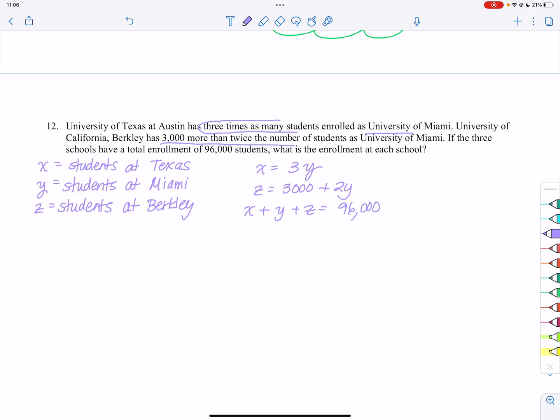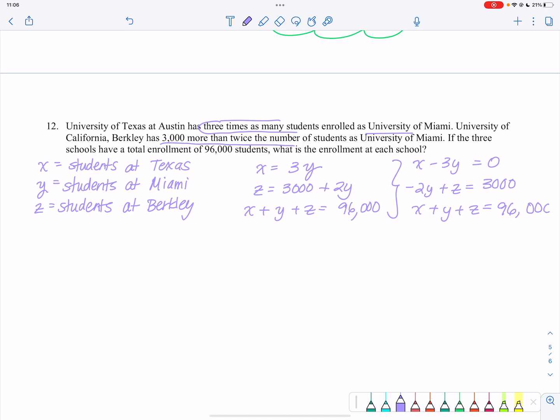96,000. So, simplifying that, we have X minus 3Y is equal to 0. We have negative 2Y plus Z equals 3,000. And then, of course, we have our X plus Y plus Z equals 96,000. So let's begin with our augmented matrix.